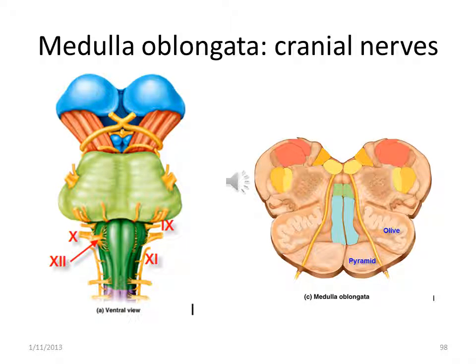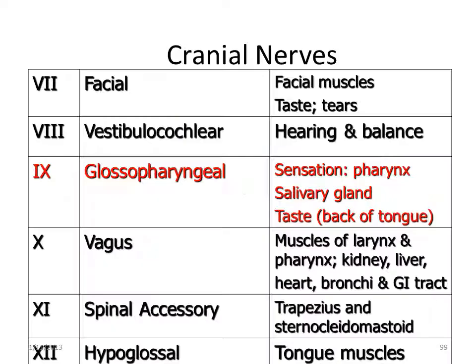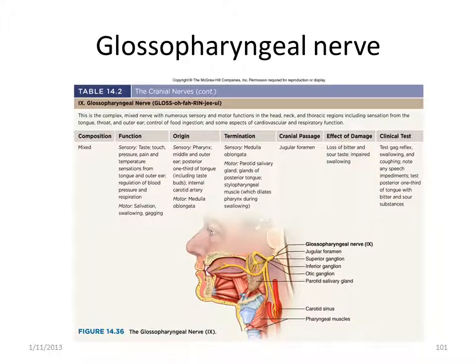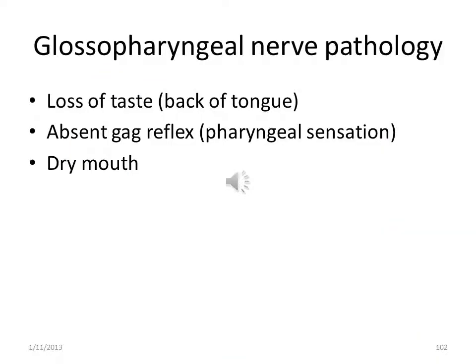Cranial nerves from the medulla oblongata are cranial nerves 9, 10, 11, and 12, and those are shown here on this slide. Cranial nerve 9, the glossopharyngeal nerve, is indicated by the blue arrow.